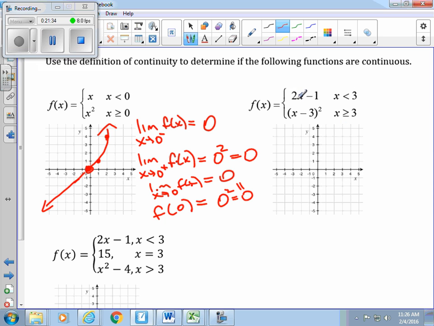What do I get if I plug in 3 into this one? 5. Open circle, and it is a line, slope of 2, looks like that, right? To the right, what do I get when I plug in 3? 0. Is this continuous? No. It's not continuous at 3.